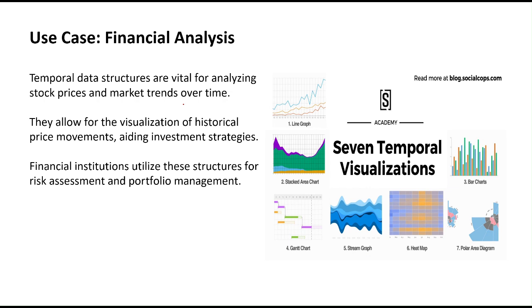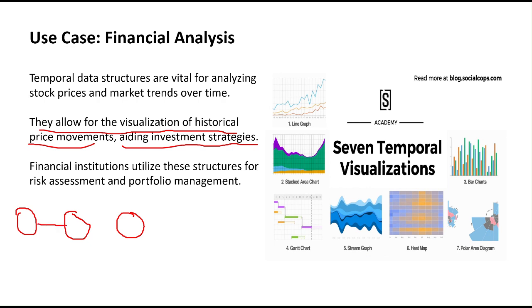There are some examples for financial analysis. There is time series analysis, which is used for stock prices, exchange rates, and commodities. Another one is portfolio management and asset allocation. Here, they allow visualization of historic price movements and adding investment strategies, and it's helpful in the stock market. It checks previous data and compares it with the present data, so it predicts the future data. So this helps in financial analysis.